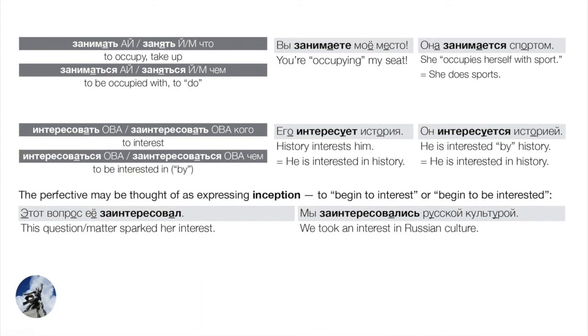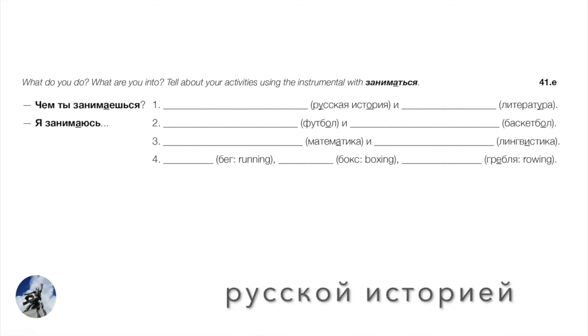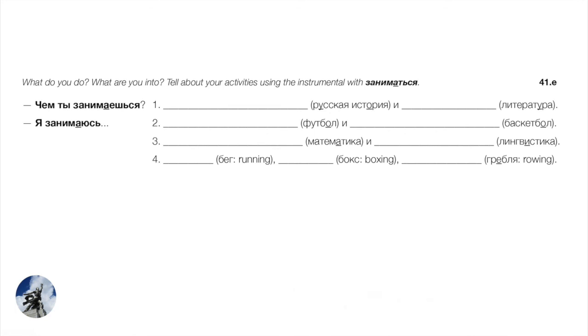Okay, let's answer a few questions. Again, just practicing instrumental endings. We're answering the question, чем ты занимаешься? Okay, with what do you busy yourself? What do you do? What are you into? The response would be я занимаюсь, and then we need an instrumental case form. So, I do Russian history, or that could be я занимаюсь русской историей and literature, right? И литературой.